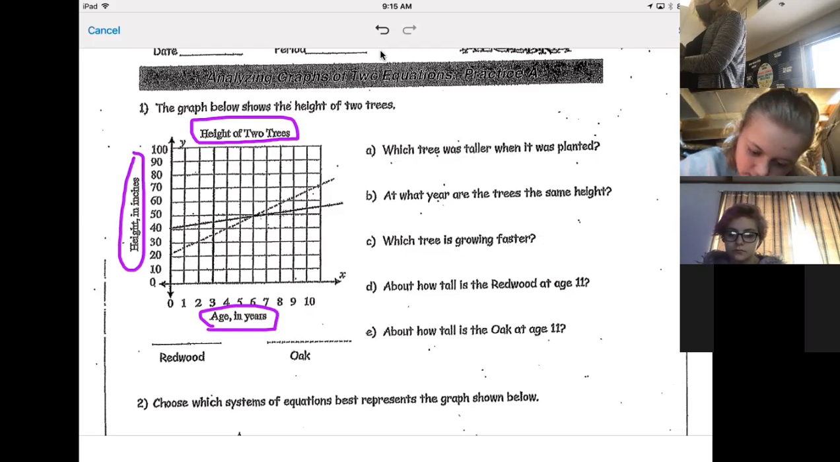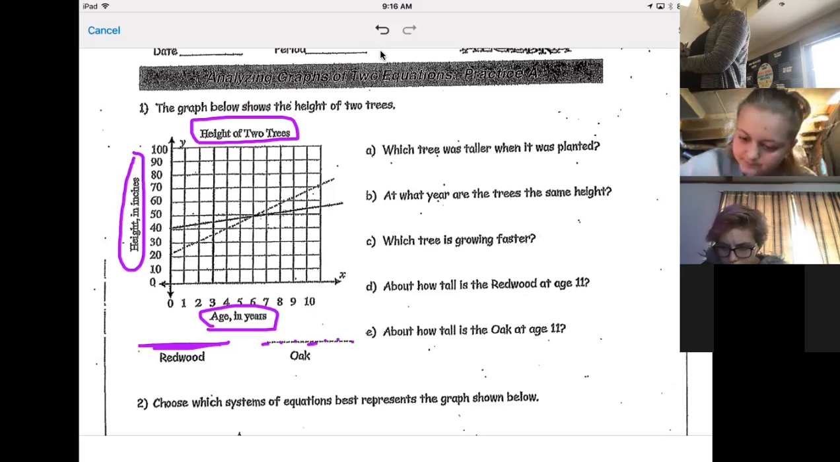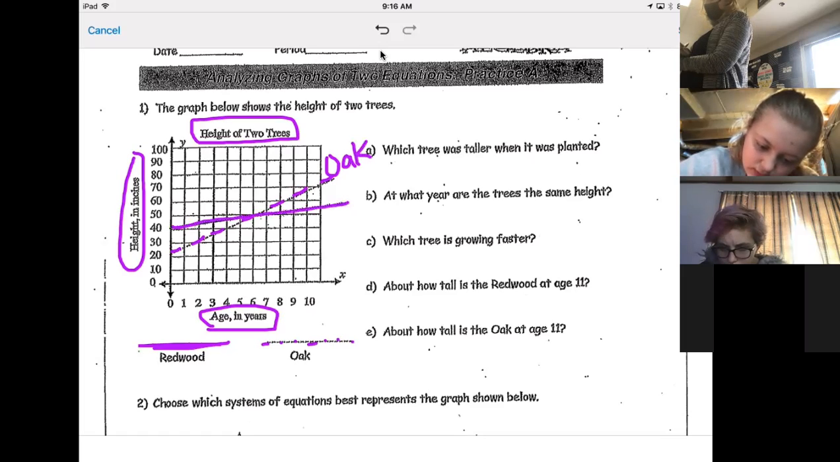Now it's kind of hard to read because the quality of the letters and images isn't so hot, but the solid line stands for a redwood tree, and the dashed line stands for an oak tree. So this right here is the oak, and this right here is the redwood.